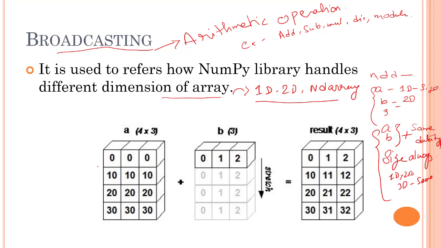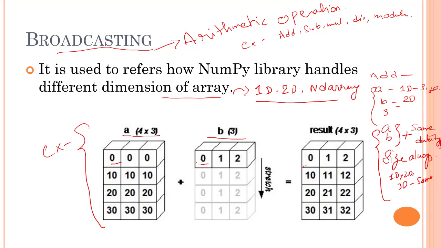Let's take the first example here. You can see this is one example for broadcasting. Here we take a 4 cross 3 matrix, and B is a 3, we're just taking a 3. If you observe, there are three values here and three values here, so the sizes are equal. By default, the values are taken in sequence. So we do the addition operation with 0 plus 0. How much is 0? Right?